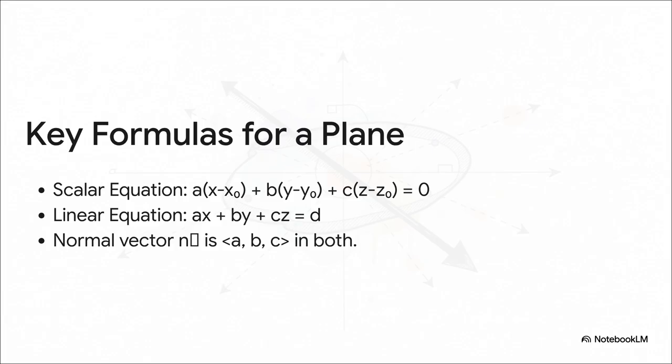And notice the most important part. In both forms, the components of the normal vector, a, b, and c, are always the coefficients of x, y, and z. That's a huge shortcut.